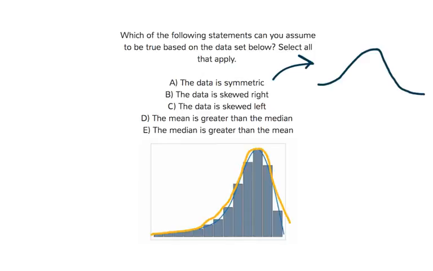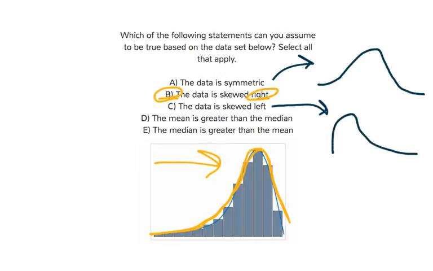And we say this is skewed to the right. It's not skewed to the left. It's skewed to the right because all this big chunk of data is over on the right-hand side. If it were skewed to the left, it would look something more like this, where all the data is over on the left-hand side.